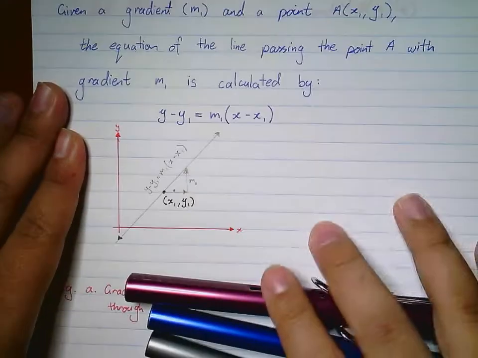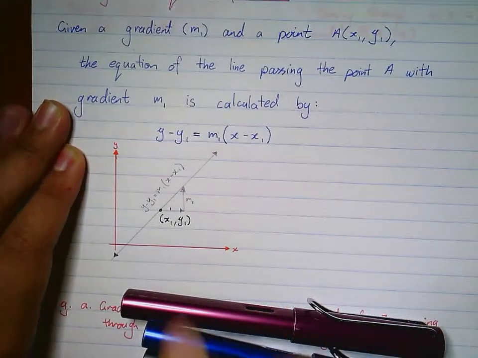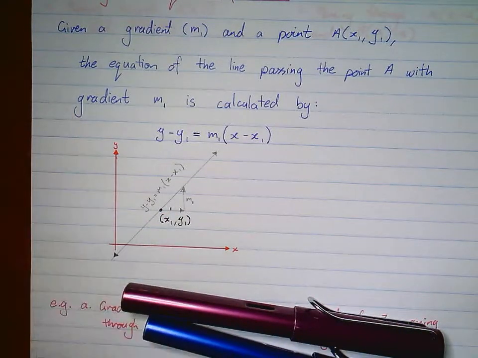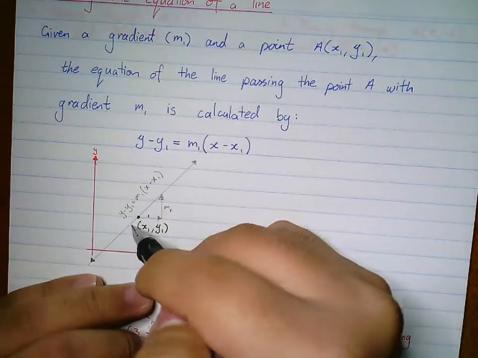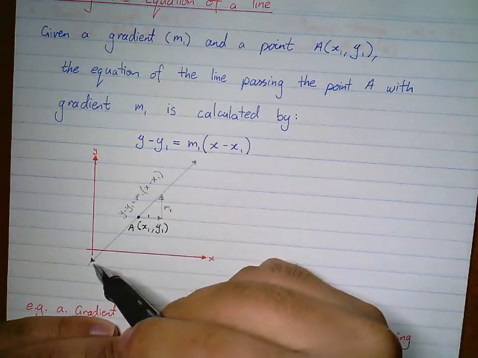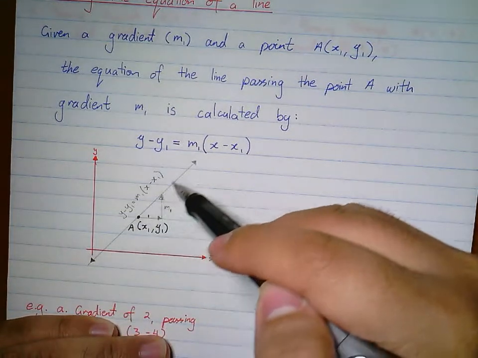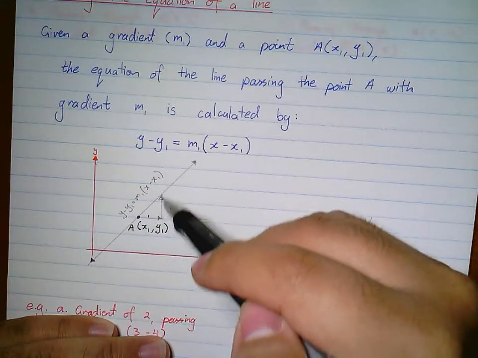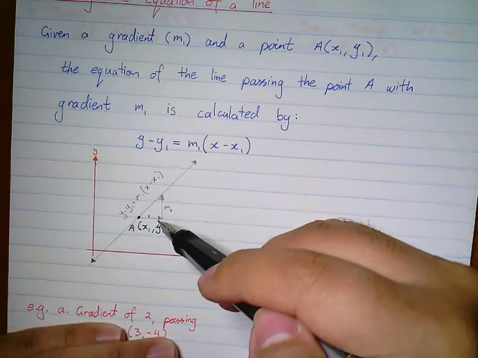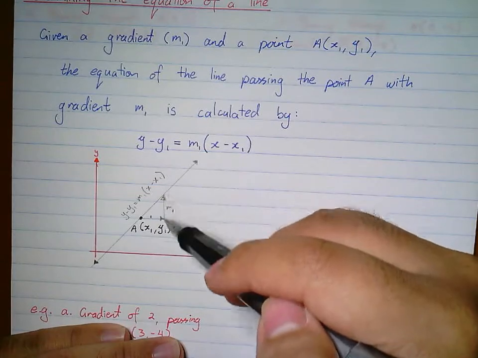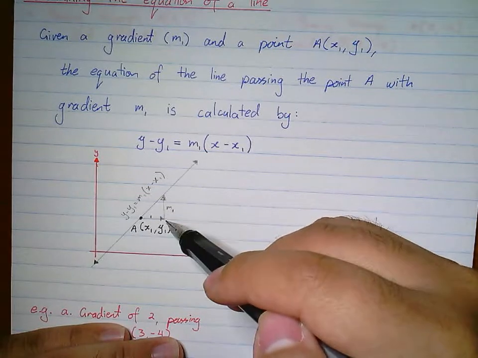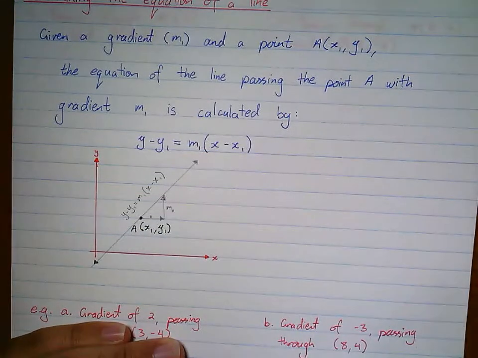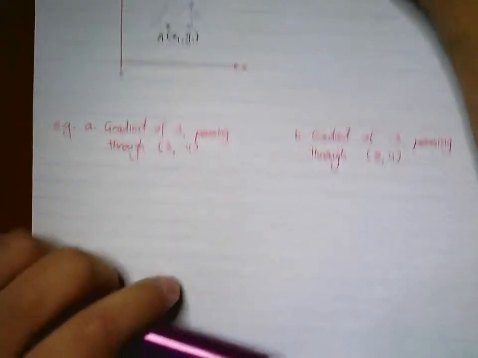And here it is visualized. So if we have the point A here, there's our point A, we have a line passing through it with the gradient of m1, so it has risen 1 when it has gone across. It has risen by m1 when it has moved across by 1, and there's our equation. So I'll demonstrate to you now what it would look like.